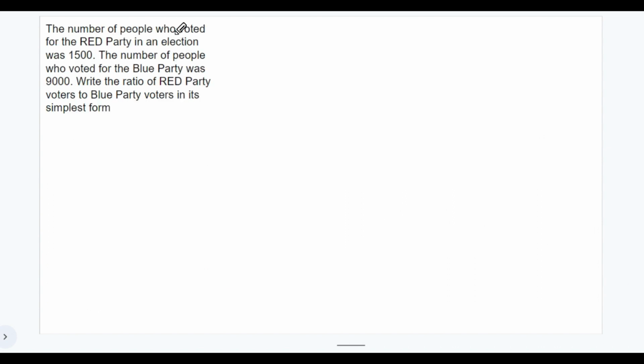The number of people who voted for the red party in an election was 1500. So I'm writing here 1500. They are the votes for the red party. The number of people who voted for the blue party. So how many votes did the blue party have? 9,000. Okay, so now they are saying write the ratio of red to blue party.